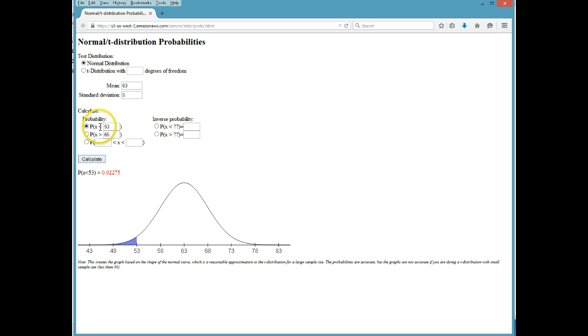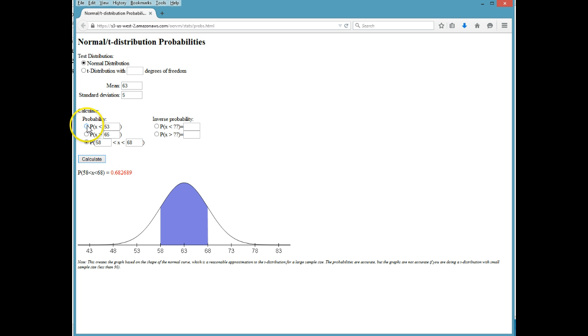The less than will obviously be less than. The greater than will be more than, at least, things like that. The less than will be less than, at most. We can also find probabilities of falling between two numbers. So say I want to find the probability of falling between a 58 and a 68. Again, click on the appropriate one and calculate that. The probability of getting between a 58 and a 68 is 0.68.